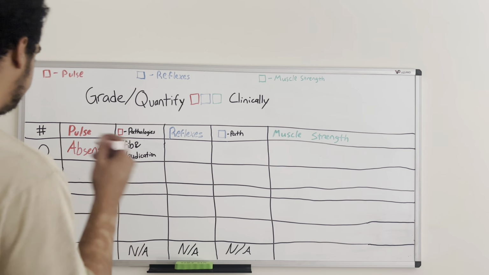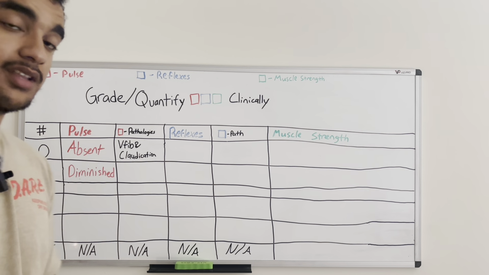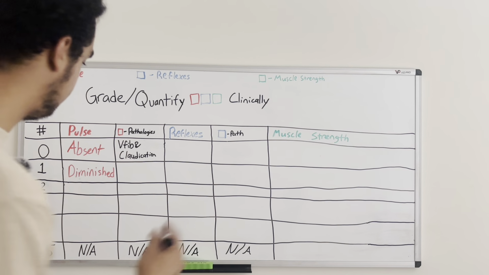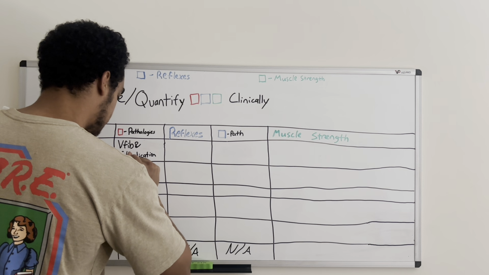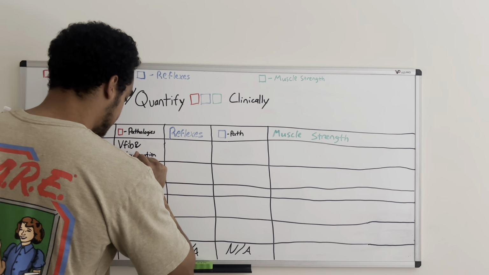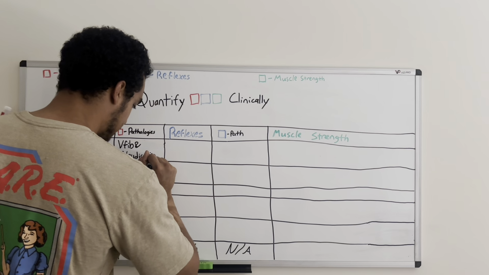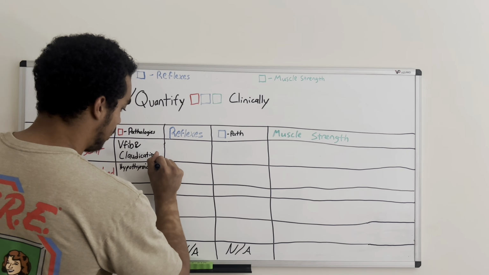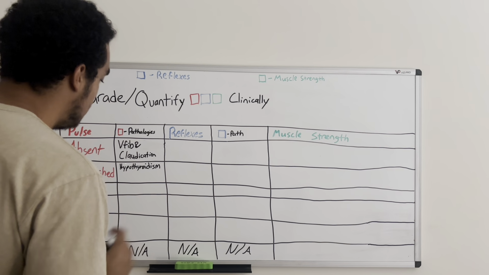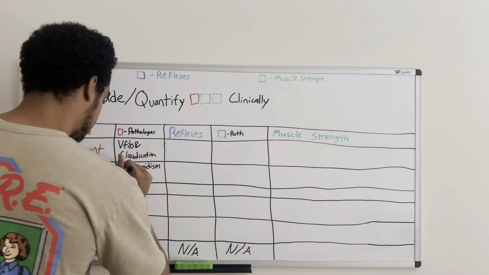A grade of 1 pulse would be diminished. Now, some pathologies related to a diminished pulse would be like hypothyroidism, since thyroid hormone leads to an increased metabolic rate, and an increased metabolic rate would lead to an increased myocardial contractility as well as heart rate. A low amount of thyroid hormone would cause a diminished pulse. And along with hypothyroidism, peripheral artery disease.